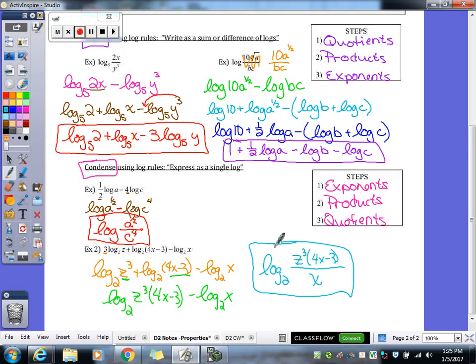So as I said, it's really not bad once you keep getting in the habit of it. You remember quotient means to subtract them, product means you're multiplying them, exponents go in front.